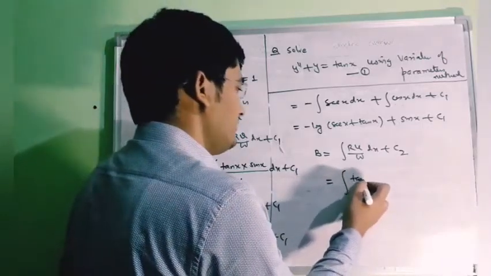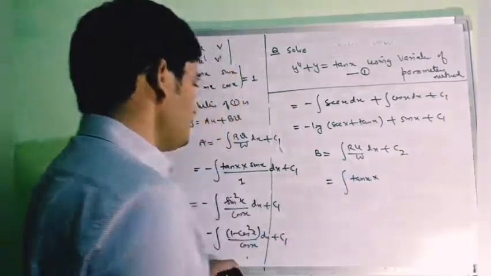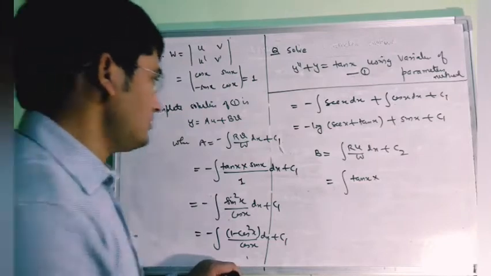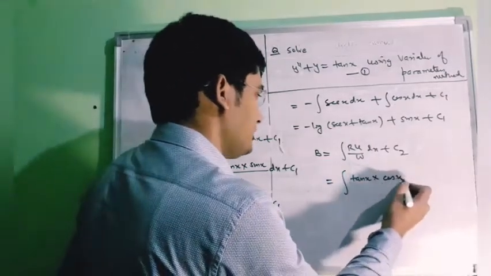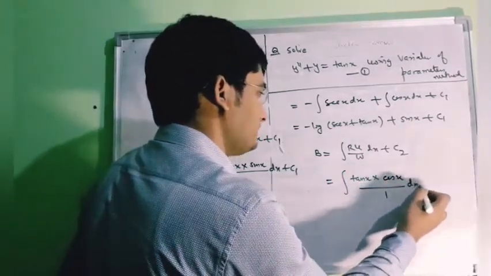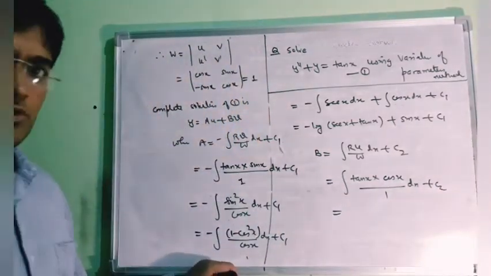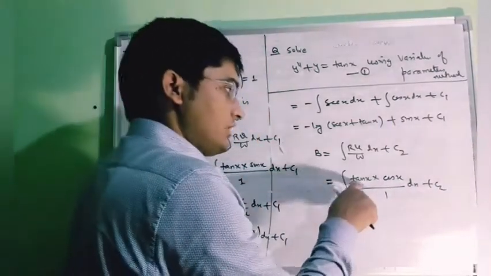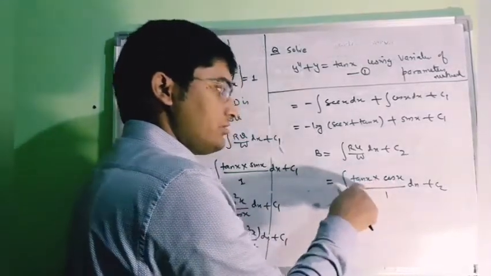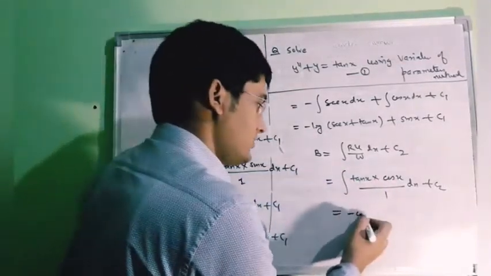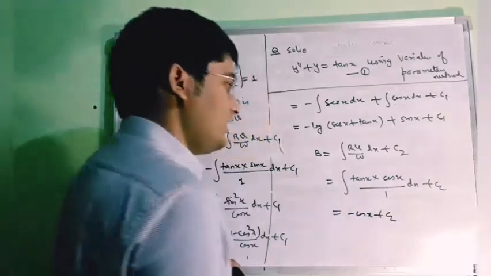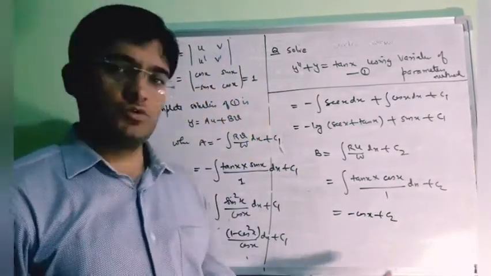R means your right hand side, which is your tan x. U, our u was I think cos x, and then w is 1. Now your tan x is your sin upon cos x. So this is your sin upon cos, so this will get cancelled. So integration of sin is minus cos x. So our b is minus cos x plus c2.